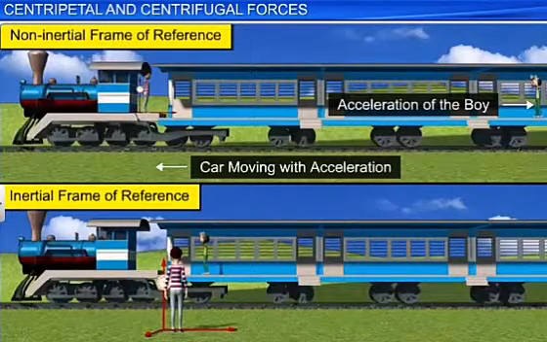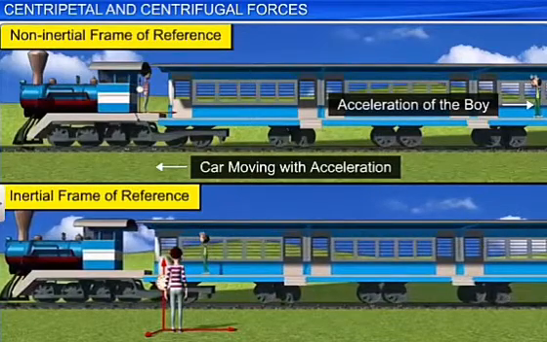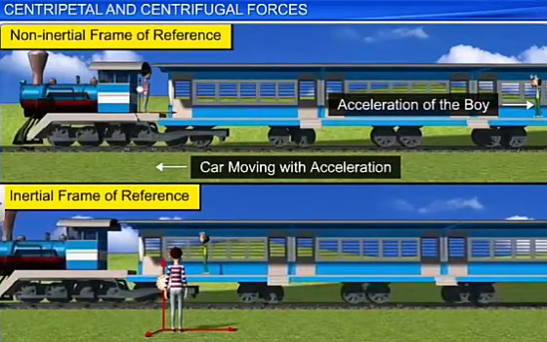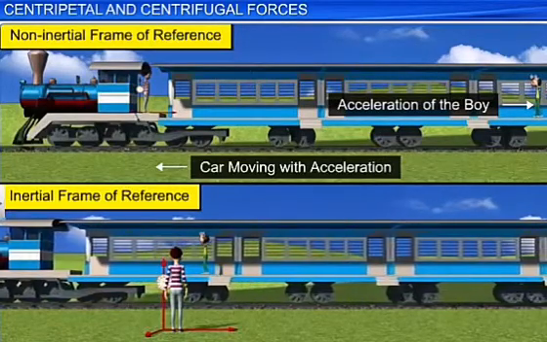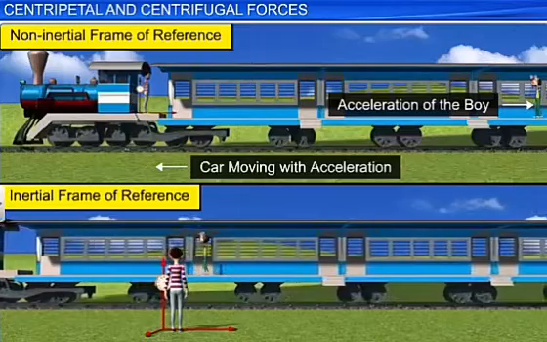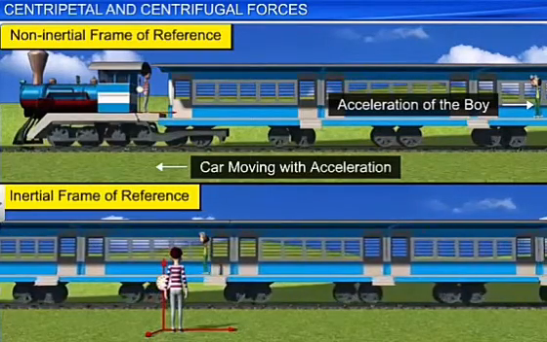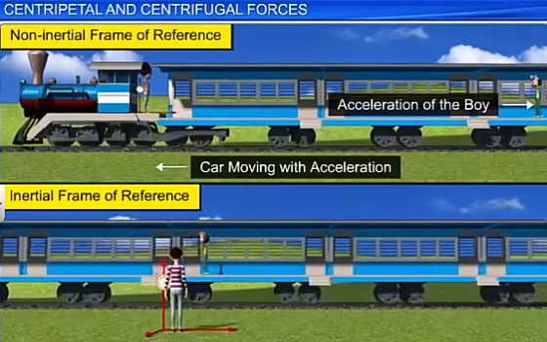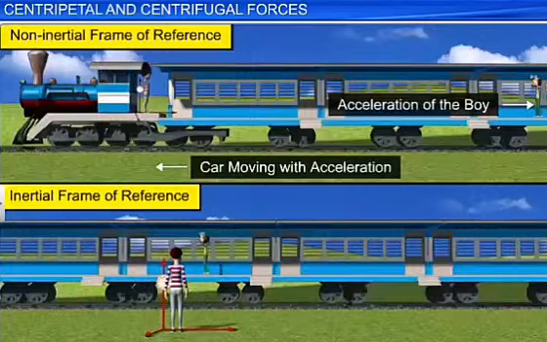The second observer finds the car leaving the boy. Since the friction acting on the boy is negligible, the boy tends to be at rest due to inertia, while the car is accelerating. Hence, we can conclude that Newton's laws hold good only in an inertial frame of reference.